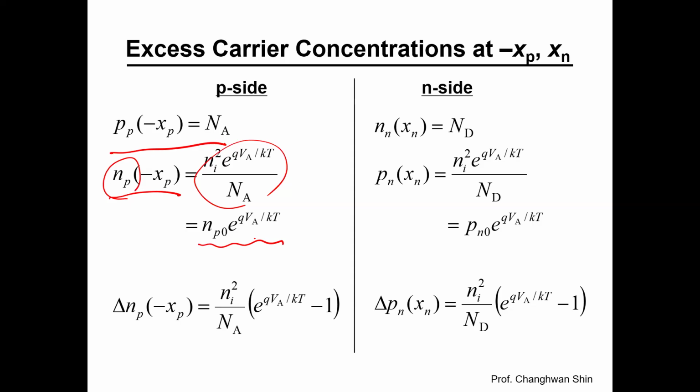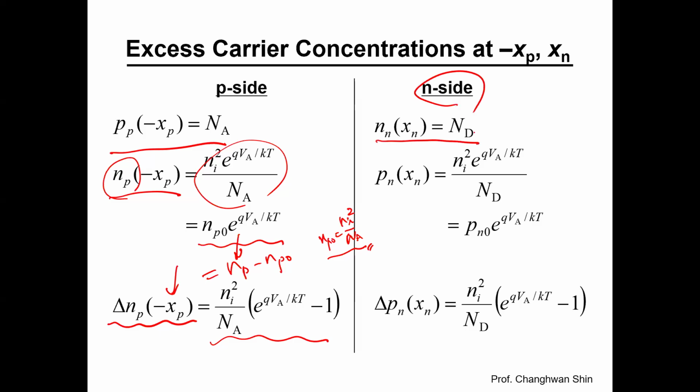So the excess electron concentration, denoted as delta n sub p at the depletion edge, can be written as n_p minus n_p0. Plugging in, instead of n_p0 you can write n_i squared over N_a using the mass action law. Similarly, on the n side, n_n is equal to N_d, and x_p sub n is equal to this.